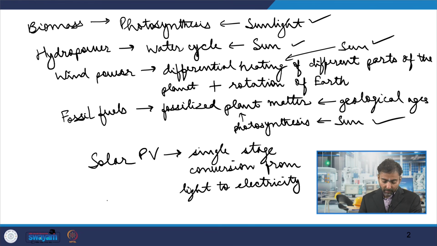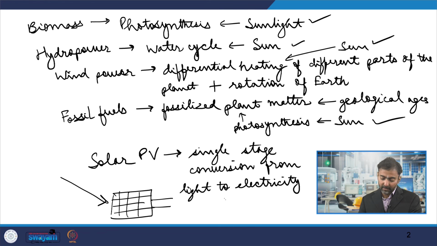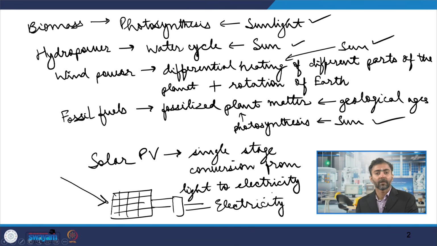So we have a solar panel, something like that, and there is sunlight falling on the solar panel, and then you have some mechanisms which we will talk about in this course. There is some cabling mechanism, there are some power conditioning units and all, but finally what you get is direct electricity, just a single stage conversion from light to electricity. So that is a very special thing or a very unique thing.